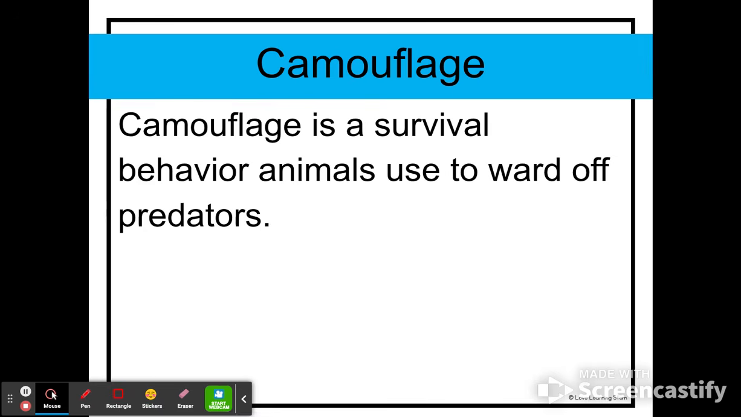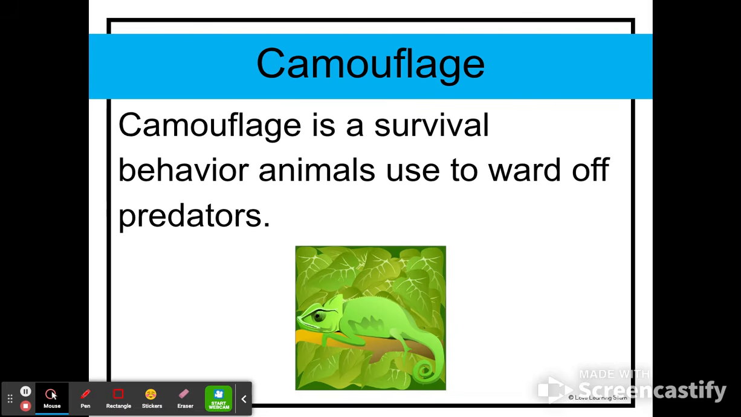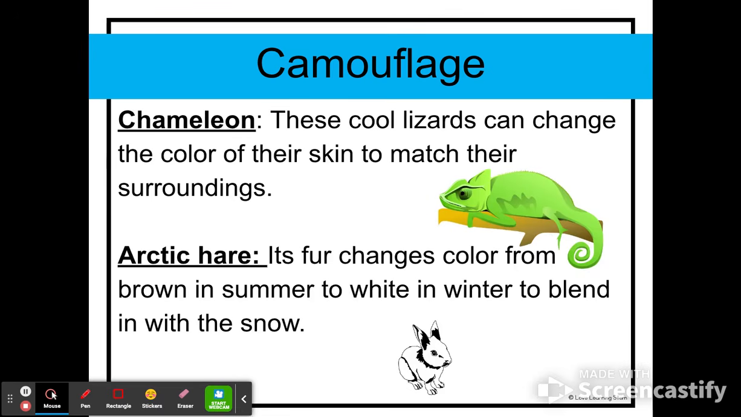Well, camouflage is another structure that animals have, a survival behavior used to ward off predators. We see this chameleon that's blending in with the leaves that are a similar color as its skin. Lizards can also change the color of their skin to match their surroundings. Another example of camouflage is the Arctic hare. Its fur changes color from brown in the summertime to white in winter to blend in with the snow.